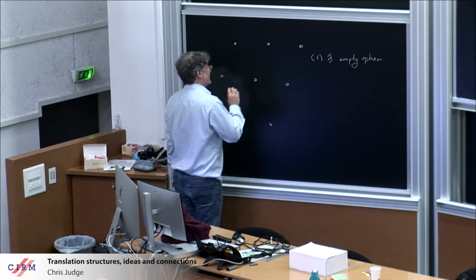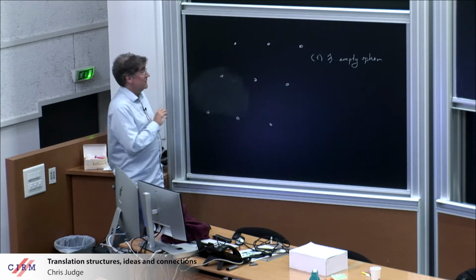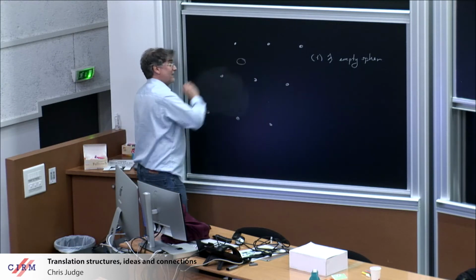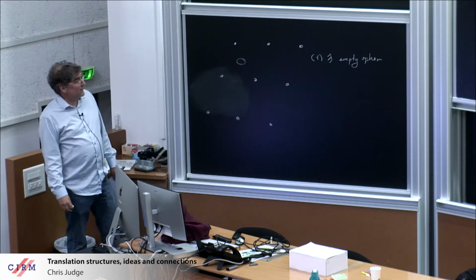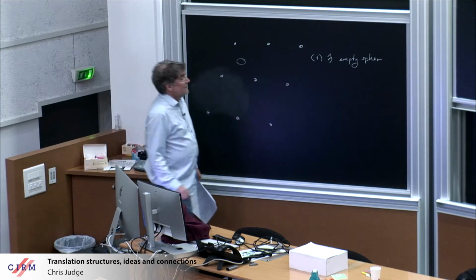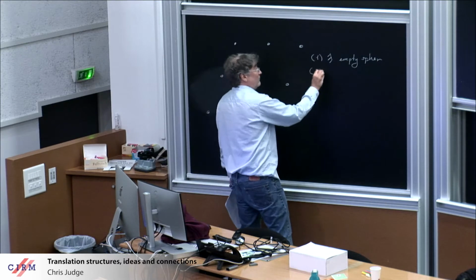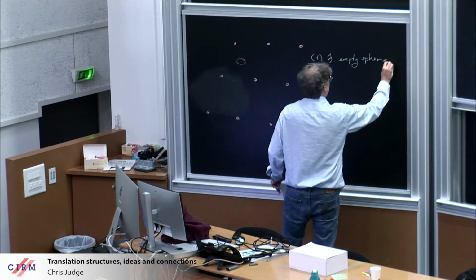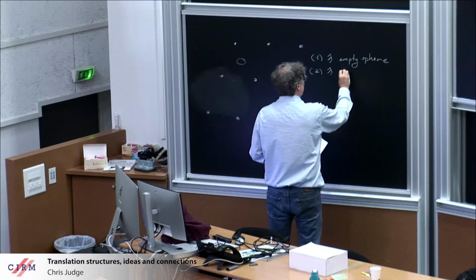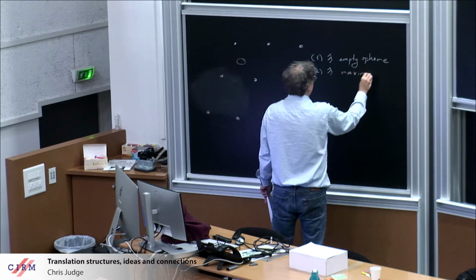Okay, and that's pretty clear because this is a discrete set, so I can just choose some set like that. It's a closed set, so there's an empty sphere. And then secondly, there exists a maximal sphere. Now this requires a little algorithm.